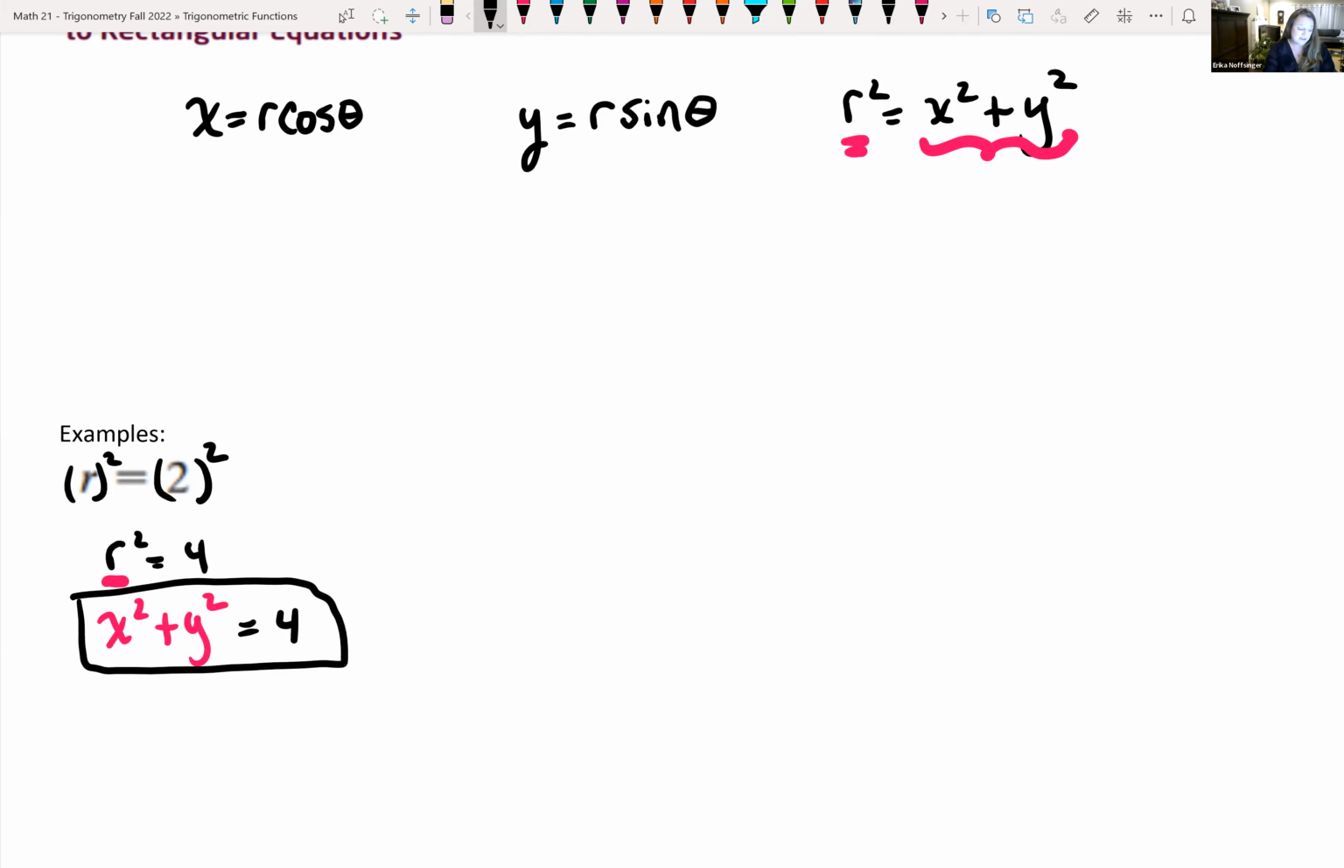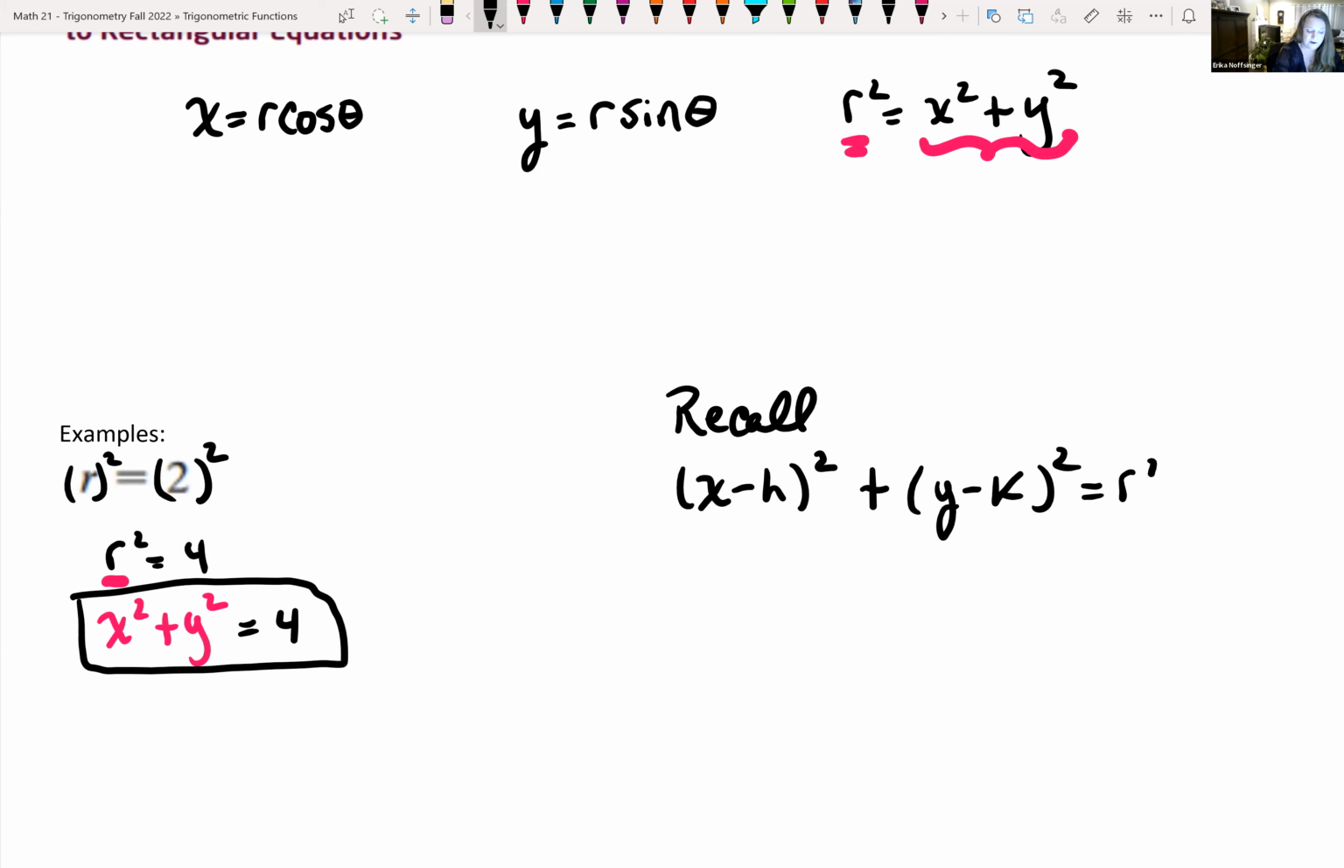So hopefully you can identify the shape of that graph. If you can't, recall that this is a circle. This is a circle with a center at (0, 0) and a radius of 2. So recall, circles can be written in the form of the quantity x minus h squared plus the quantity y minus k squared equals r squared. When it's in this form, we can tell what the center is. The center is (h, k) and our radius is r.